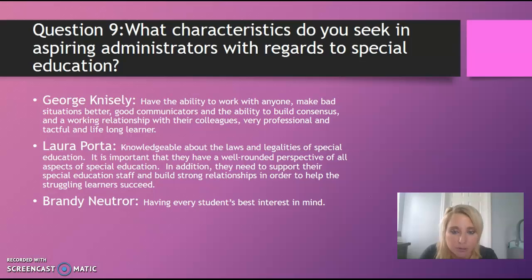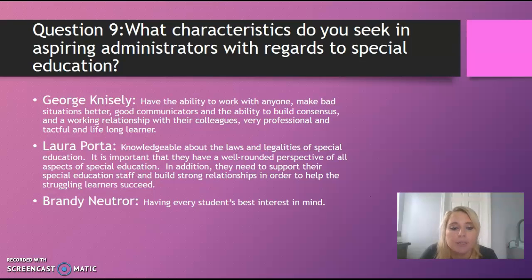He also mentioned that sometimes bad situations do arise, but just keeping that professional manner and always communicating and sticking up for his teachers. Laura Porter, she said to always be knowledgeable of the laws and legislation for special education. This really took me back to Module 3 and how knowing the laws and regulations can make all the difference when being an administrator, and it makes her job much easier if you are aware of them.